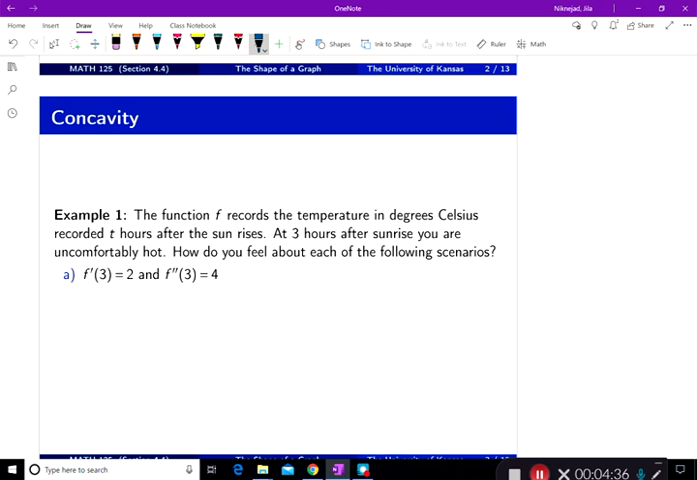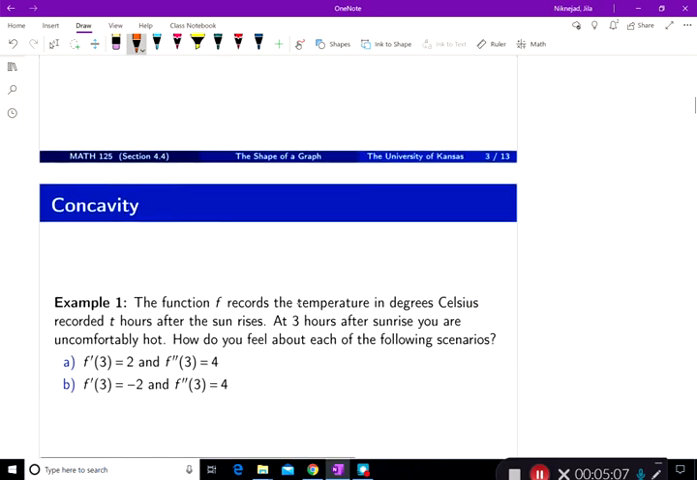So f prime of 3 is positive, it's equal to 2. That means that if I draw the tangent line, it looks like that. Then it says f double prime of 3 is 4. That means it's a positive value. So the piece of the function is going to sit above the tangent line like that, right? And so this is like increasing, the temperature is increasing and fast. Oh, scenario A is bad.